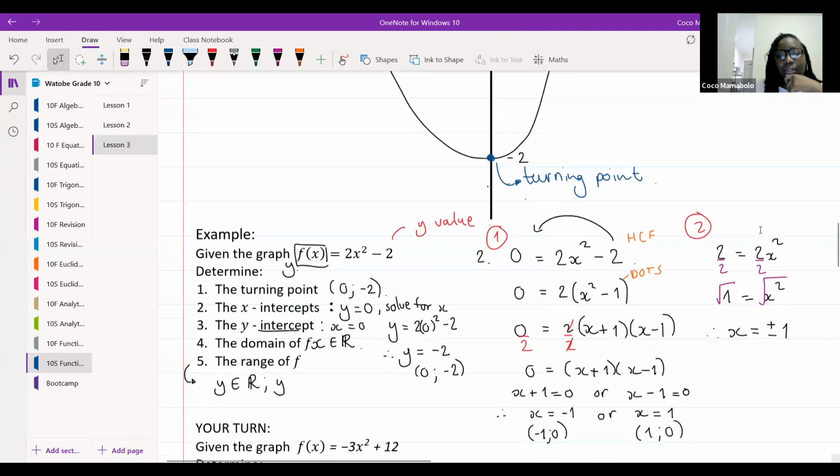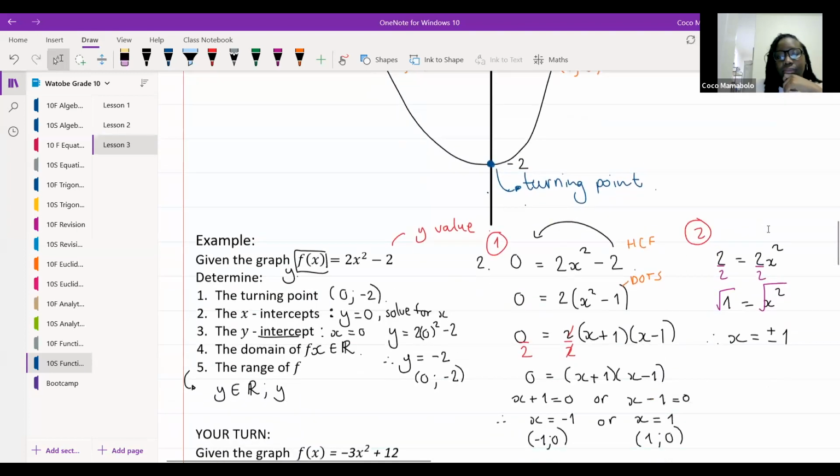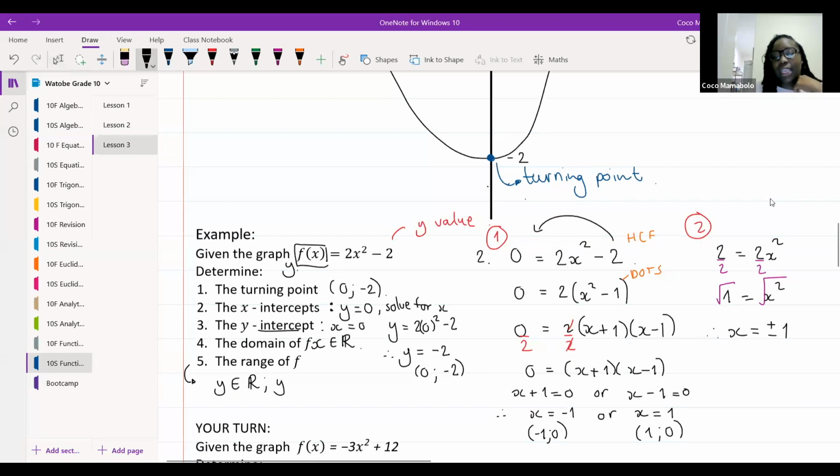So y, we can't just say -2. What goes in the middle here? If we say y -2, what goes in here? Is it equal to -2? Is it greater than? Is it less than? What do we put there? That's it, Nico. Excellent. It's greater than or equal to -2.